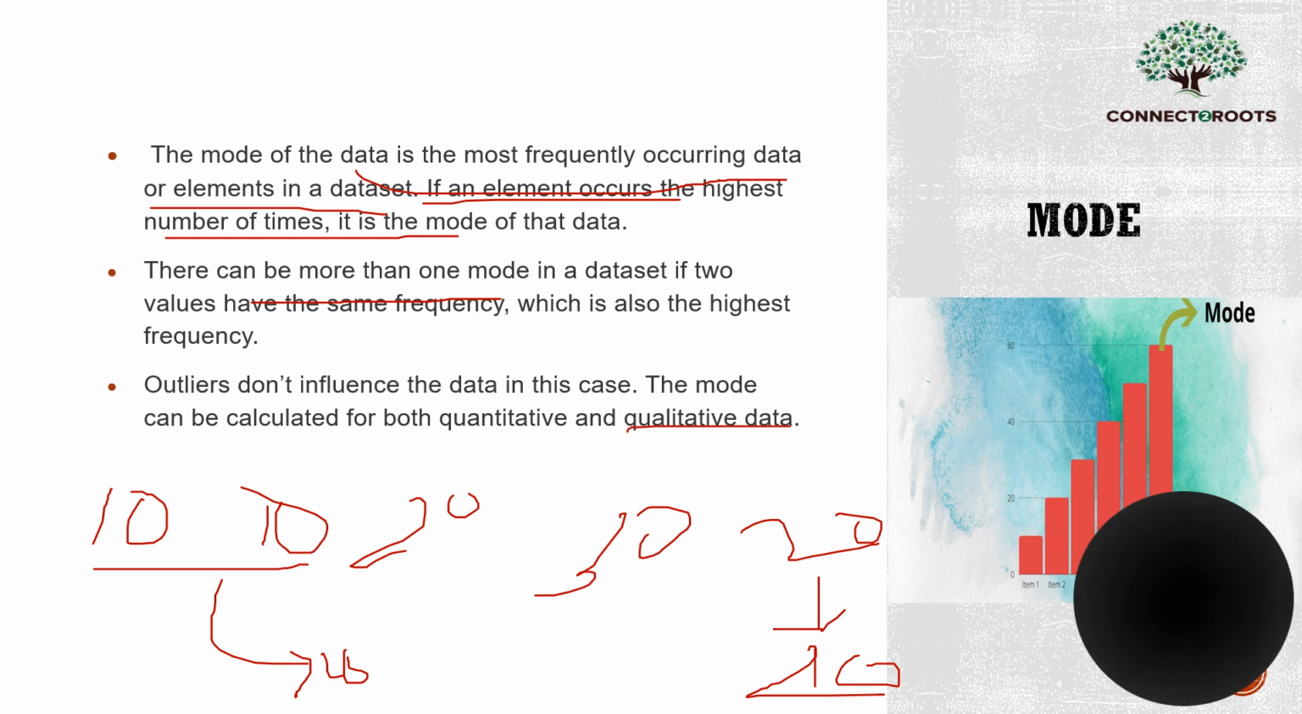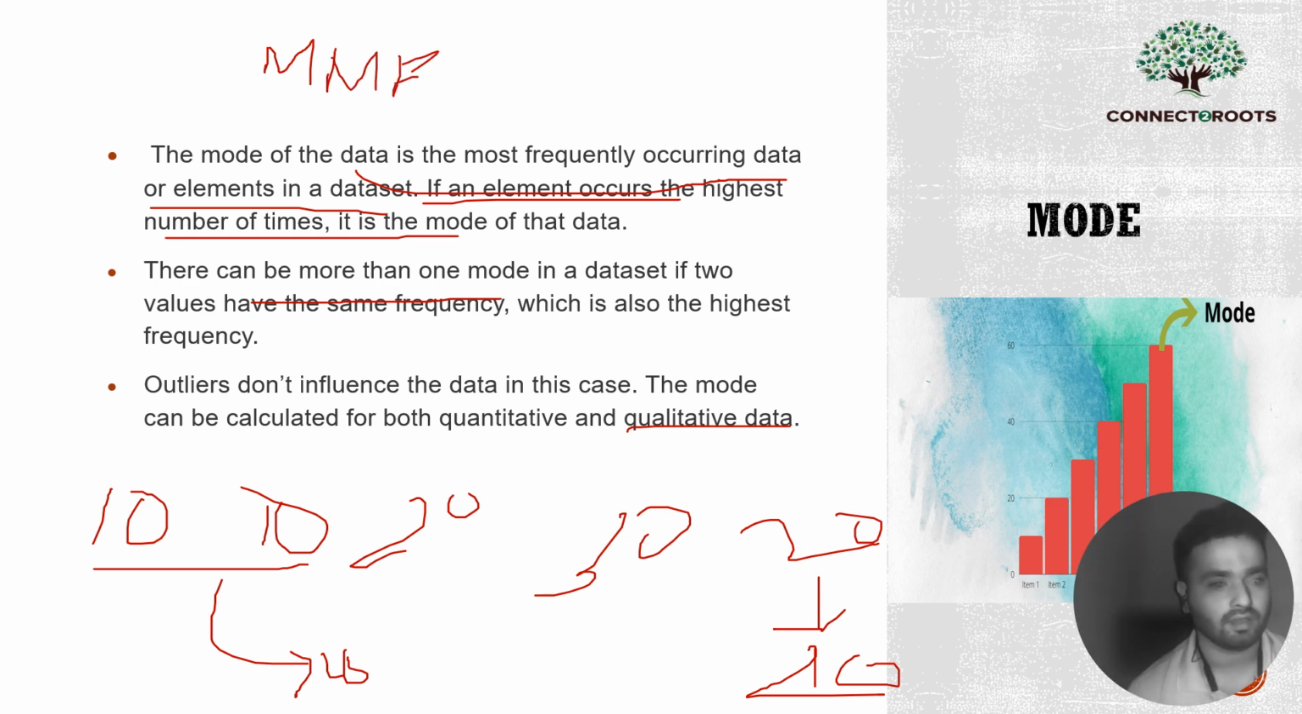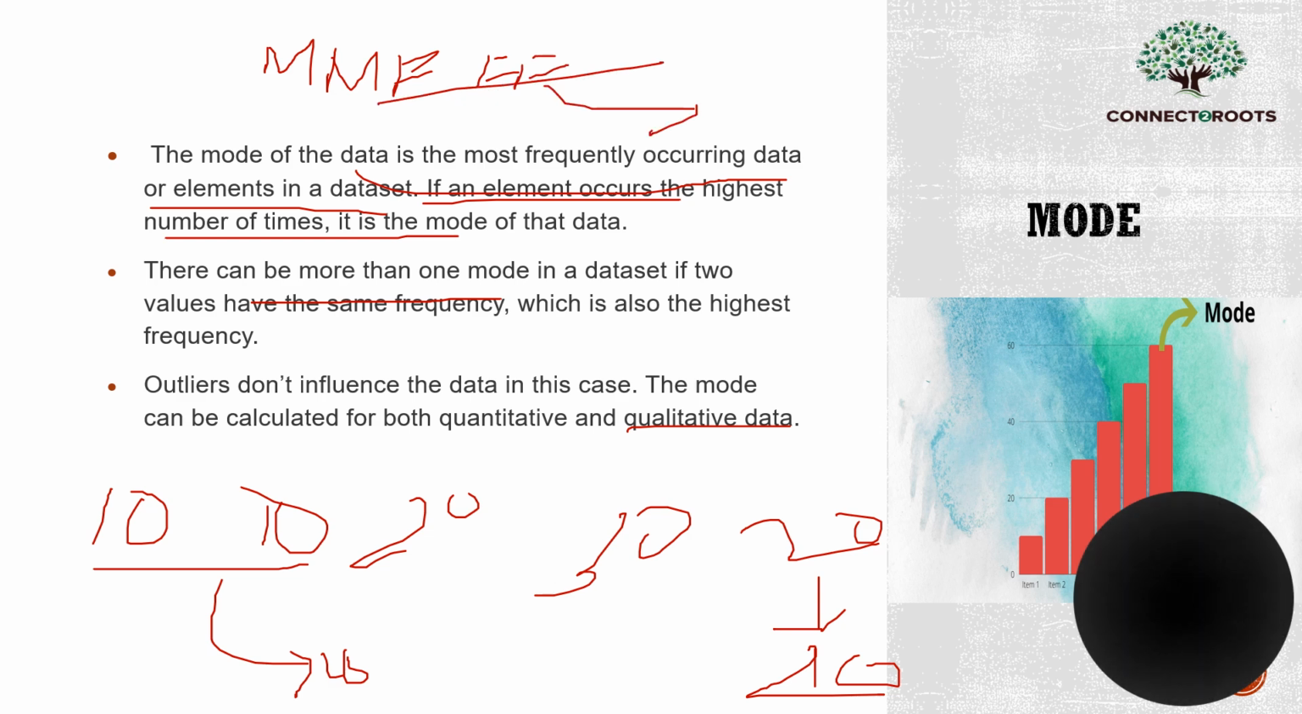But mode is very beneficial in qualitative data. For example, we have gender: male, male, female, female, and female. So basically, the mode of this data will be female, which is 3, and male is 2. For categorical data, mode is beneficial because the data is divided into a certain number of categories. It can also be beneficial for quantitative data, but it's more logical to use it for qualitative data.